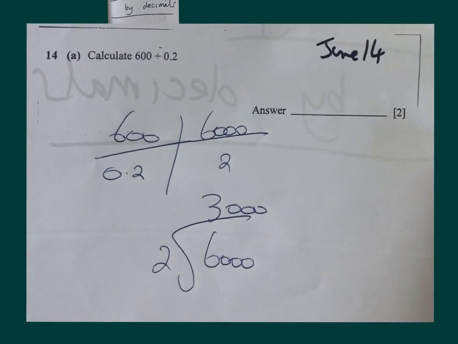Very straightforward question. 600 divided by 0.2. The key thing to remember is to write it as a dividing sum. To get rid of that decimal, you put the 0 up here, divided by 2, and 6,000 divided by 2 gives you 3,000.